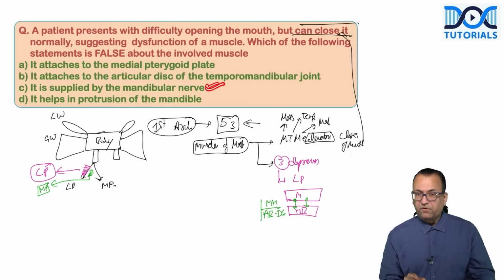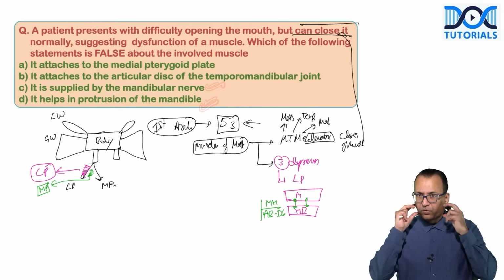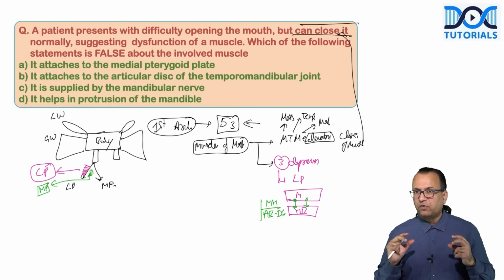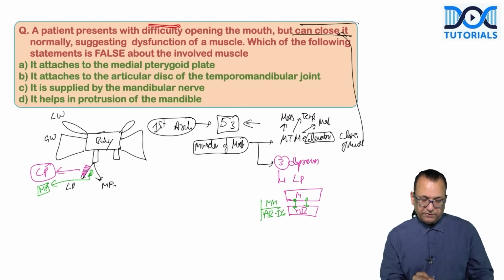It is supplied by the mandibular nerve. All these muscles are supplied by the mandibular nerve. And this muscle, lateral pterygoid, is not only protruding the mandible but also depressing the mandible to open the mouth. It is not working. That is why the patient has difficulty opening the mouth.